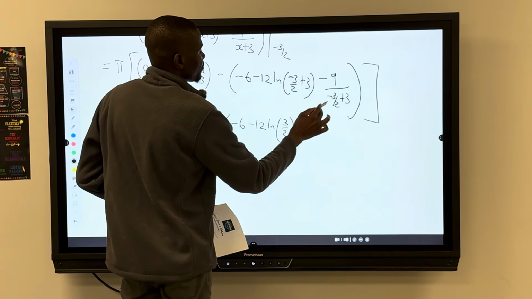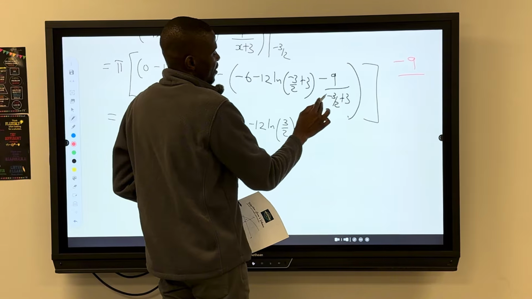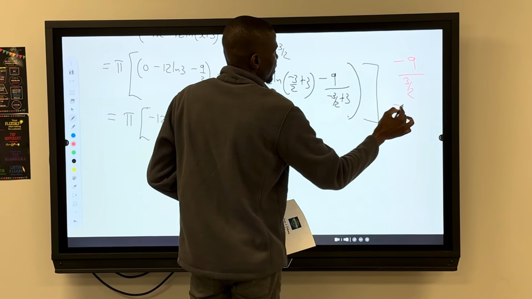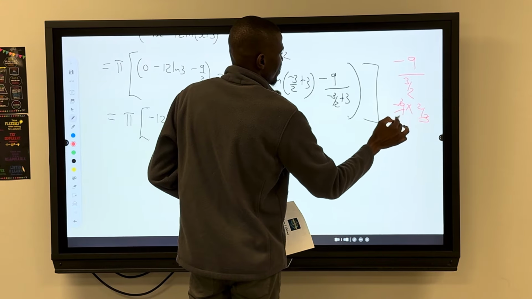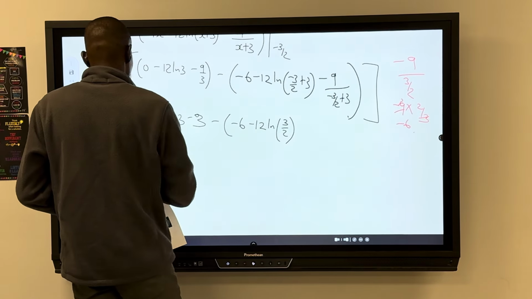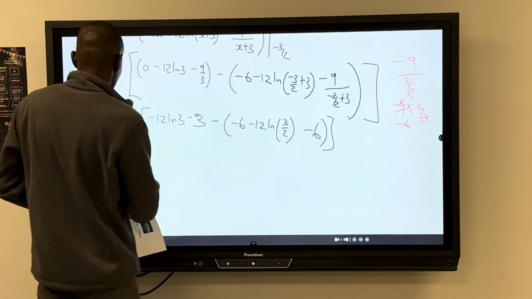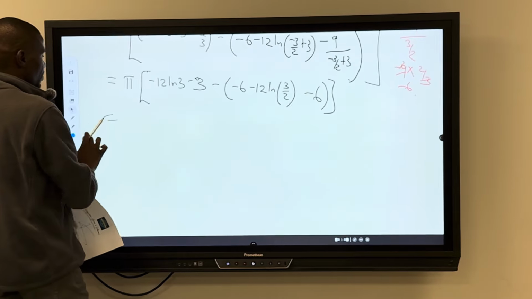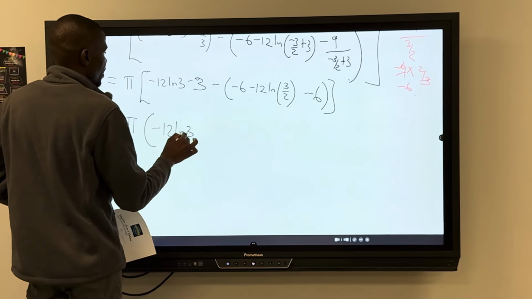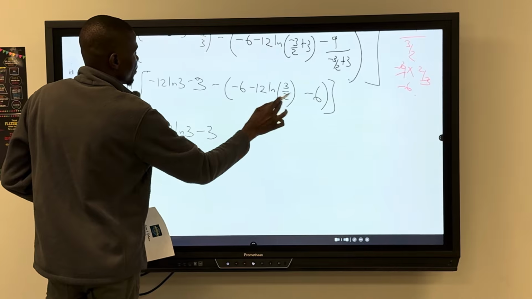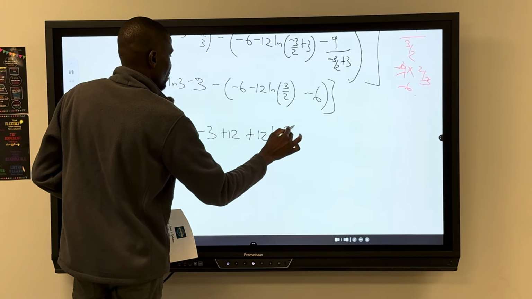Then here again, it's going to be negative 9 over 3 over 2, which is negative 9 times 2 over 3. This and that, that's 3, which is negative 6. So this one here is negative 6, right? Okay, I'll put the units at the end. So I'll keep the pi here. So it's negative 12 natural log of 3 minus 3, negative 6, negative 12, then plus 12, then plus 12 natural log of 3 over 2.